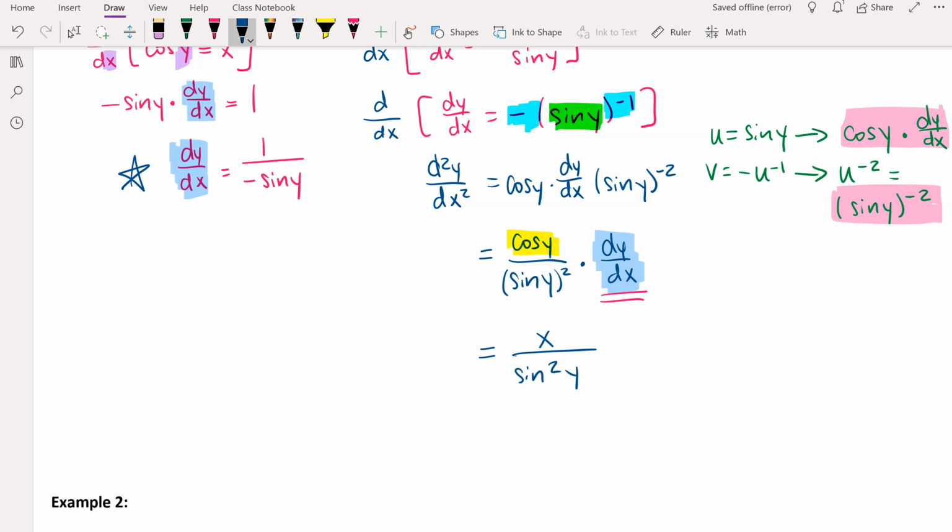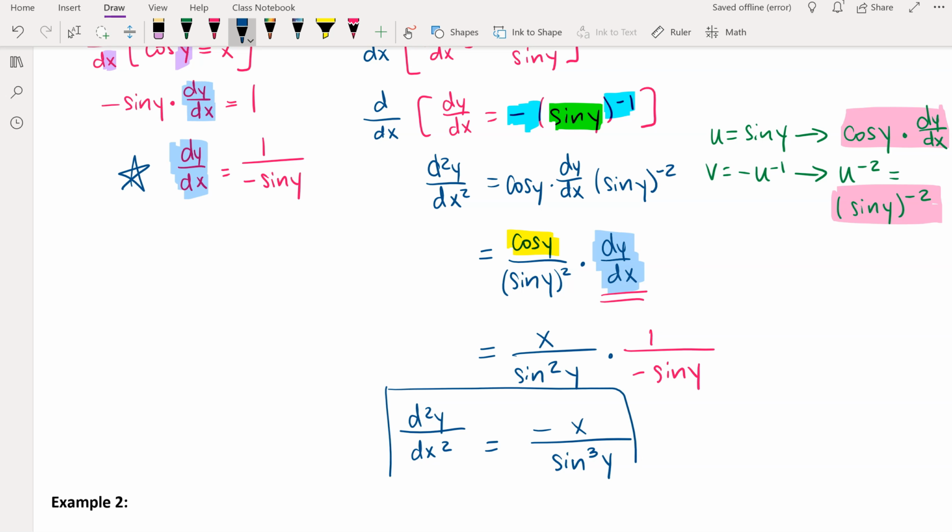Remember, I can write it like that. I can take that 2 and put it in the middle to represent sine of y squared, times dy dx, which was 1 over, because that's what dy dx was, negative sine of y. And if we put it all together and simplify, we have d squared y dx squared equals negative x over sine cubed of y, or sine of y cubed, sorry. All right, and that's our final answer.